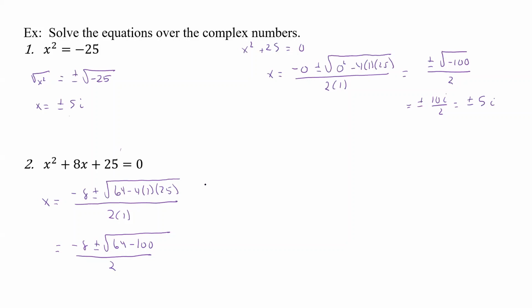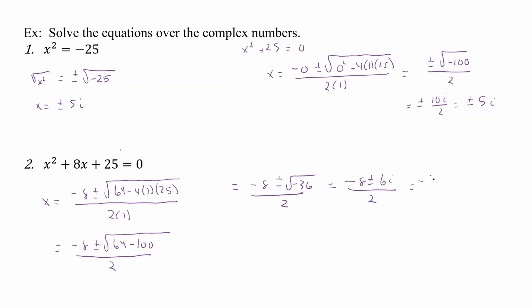Now this is going to give us negative 8 plus or minus the square root of negative 36, all over 2. Now this is going to give us 6i because the square root of 36 is 6. The square root of negative 1 is i, so that's going to be negative 8 plus or minus 6i, all over 2. And so what we have to do is break this apart into the real and imaginaries.